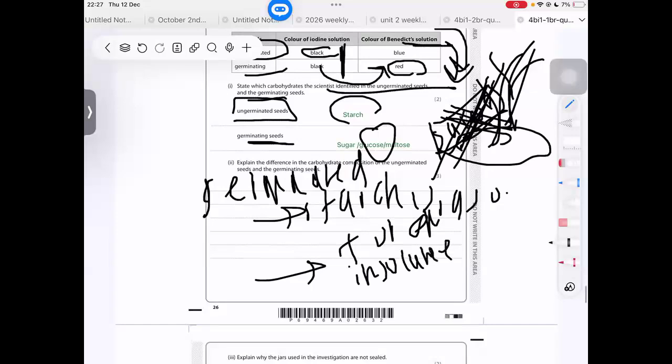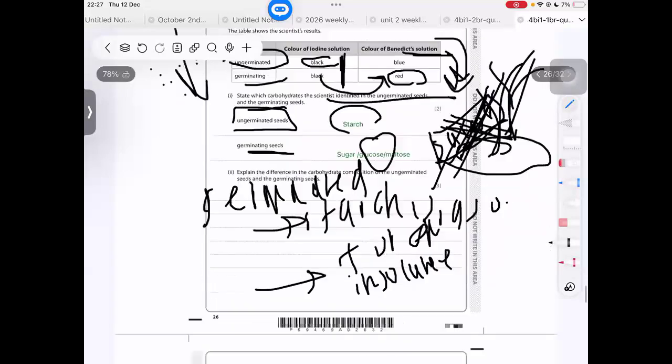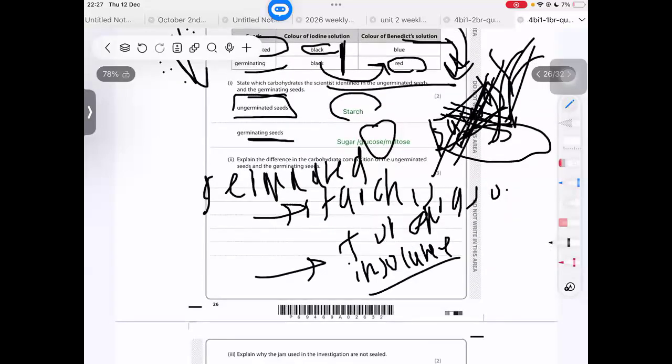And because starch is insoluble in water, it doesn't get involved in other processes. So it does not affect osmosis. Because if starch is soluble, it will reduce the water concentration in that particular plant. So starch won't affect osmosis since it's insoluble. So in ungerminated seeds, you can mention these two things about starch.